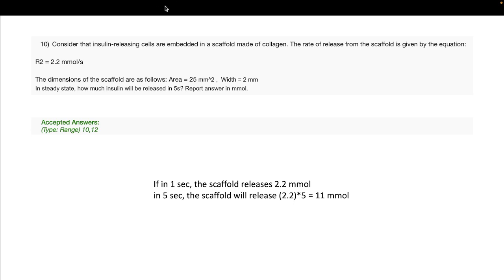And then they have given us area and width of the scaffold, but the question also mentions that it's a steady state. What does a steady state mean? It means there's a constant rate. Steady state has reached, there's equilibrium, there's a constant rate at which insulin can be released. So irrespective of whatever is the area of your scaffold, whatever is the width of your scaffold, it will follow the same rate. So if in 1 second 2.2 millimoles is getting released, then in 5 seconds you just have to multiply with the rate and you'll get the answer of 11 millimole. Somebody just explained it before me, so thanks for doing that. Did others get it? There's nothing much to solve in this question.